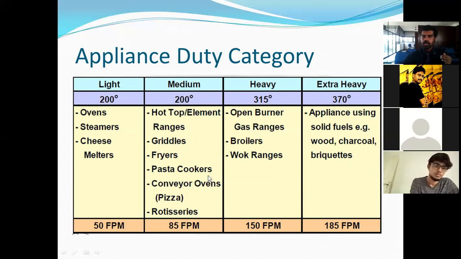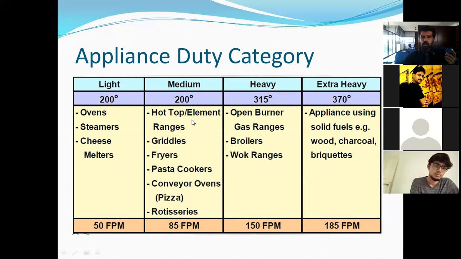So we are not only dealing with the stove, but also with ovens, steamers, broilers, open burners. There are different materials and different equipments, right? According to the equipment, we can categorize into any of these 4 categories: light, medium, heavy, and extra heavy appliances. According to that, we have to design it.